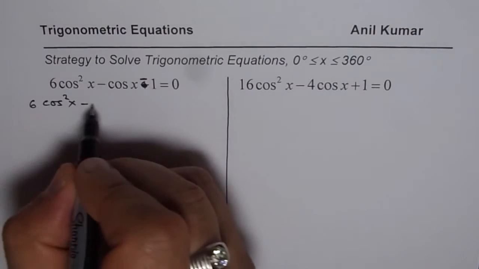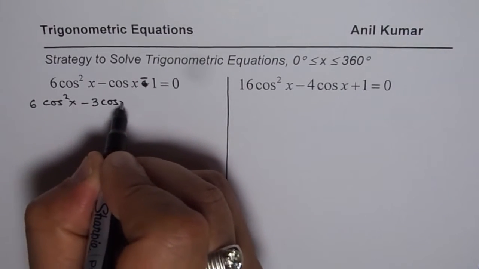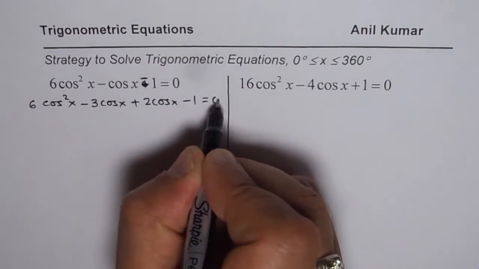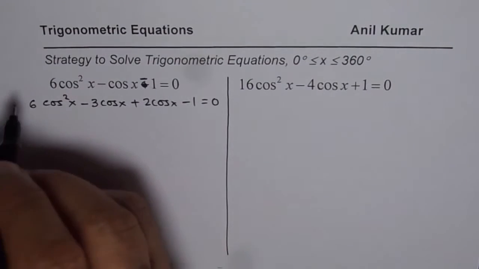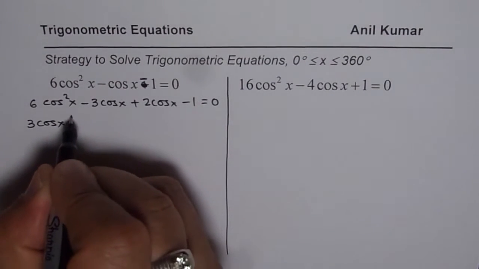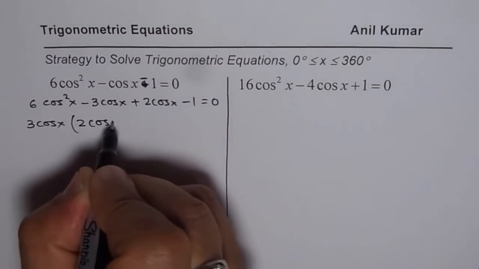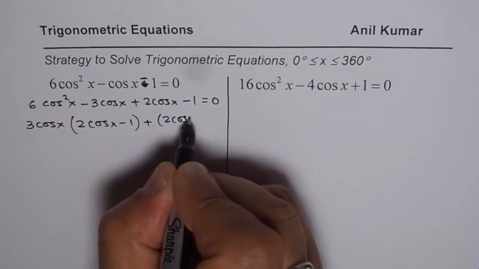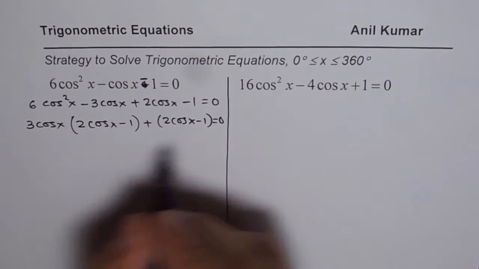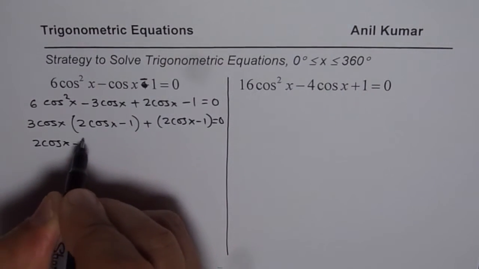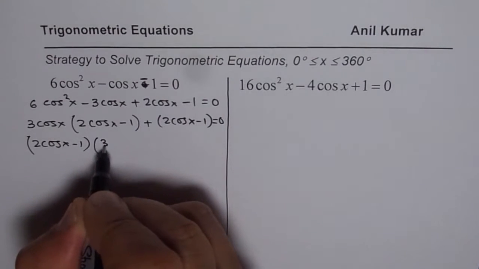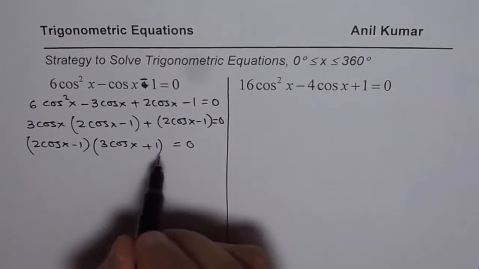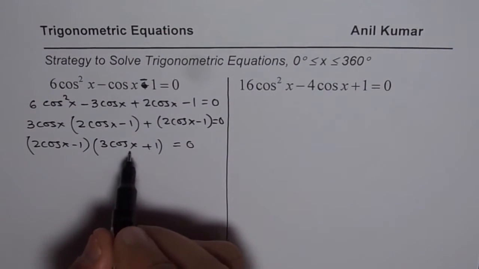So it is, when you multiply, you get product minus 6 and the sum is minus 1. So we'll write this as minus 3 cos x plus 2 cos x minus 1 equals to 0. Now we can take 3 cos x common, so we get 3 cos x, and we're left with 2 cos x minus 1, and from here we have 2 cos x minus 1 equals to 0. Now you can take 2 cos x minus 1 as common, and you have 3 cos x plus 1 as the other factor. Now for the left side to be 0, these factors could be 0, right?